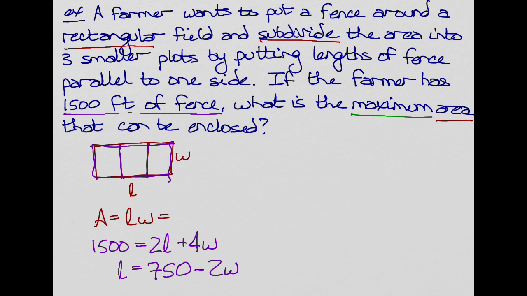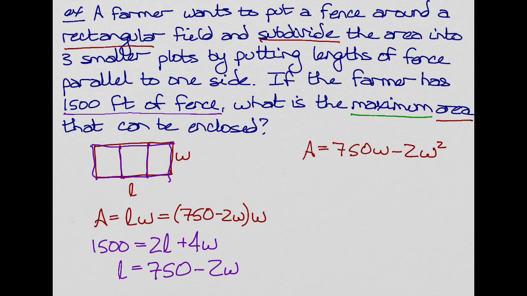There it is. Now I'm going to take that and substitute it into my area equation up here. L is 750 minus 2W. So there's L times W. The area of the rectangle is length times width. And now I have everything in terms of one variable, W. So here's my function that I want to maximize. I'm going to go ahead and distribute for ease of taking derivatives, which is going to be our next thing in a minute. There's the function. I want to maximize the area.